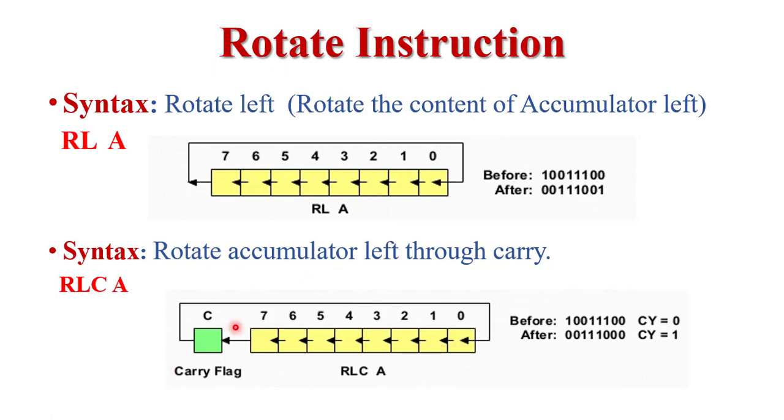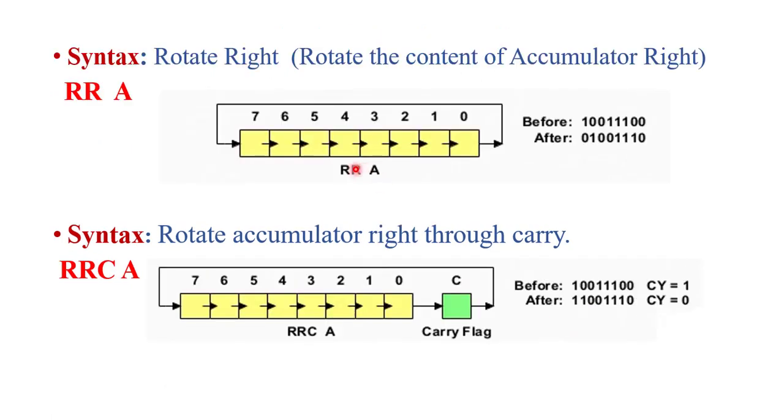After executing this instruction, every bit shifts left by 1. So this carry comes into the 0 bit location. This 0 bit moves into 1. The 1 bit moves into 2, and so on. So the result is carry gets 1 and the result is 000111100.